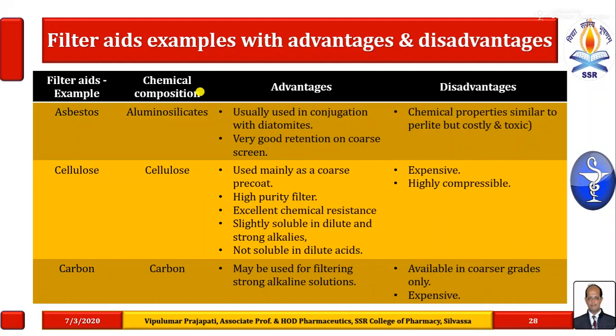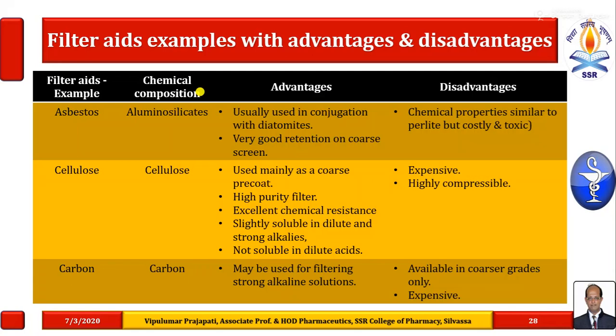Next, asbestos. Chemically it is an aluminosilicate. The advantages of asbestos: it is usually used in conjunction with diatomite, and it has very good retention on coarse screens. Disadvantage of asbestos: chemical properties similar to perlite, but it is costly and toxic.